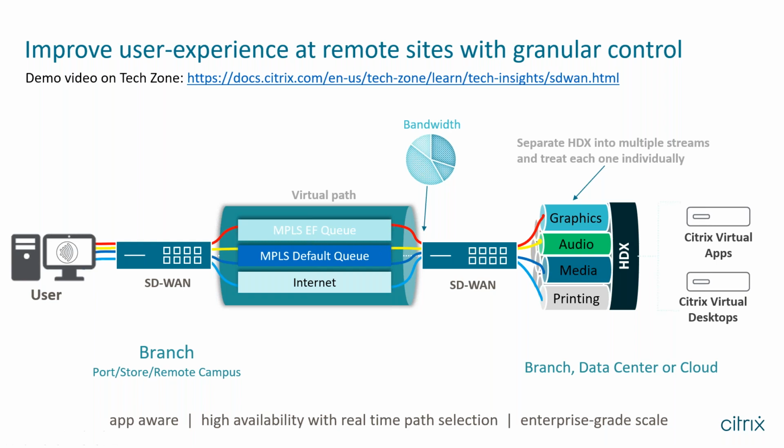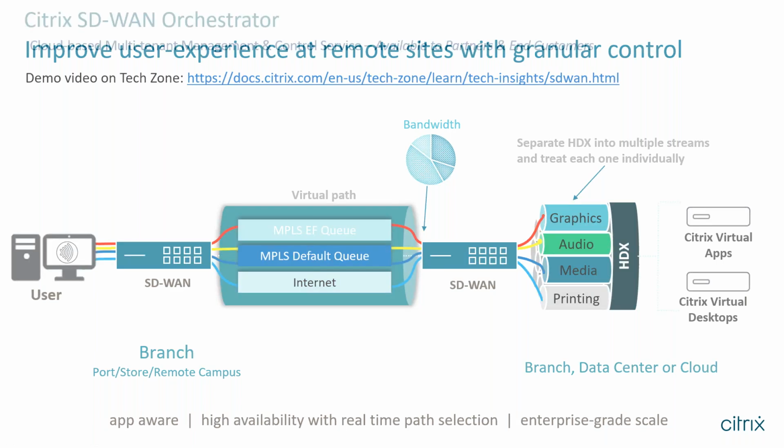And we can also do packet duplication on these parts, making sure that the user experience is as good as possible. For example, if there comes a big print job, then we make sure we send this over perhaps a not so good performing internet link, so it doesn't have any effect on the graphics and audio and so on. And as stated, this is something that only we can do. We're not allowing any of the other vendors to look into this protocol. So it's a unique solution for us at Citrix.